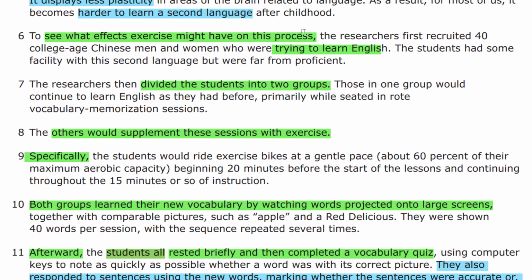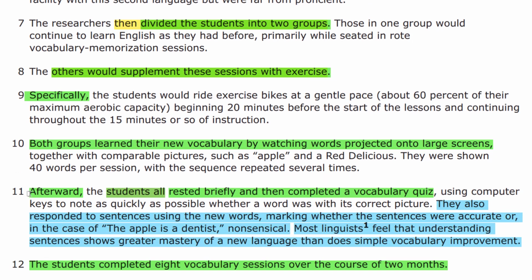So the process of the study begins basically in paragraph 6. They first recruited 40 college-age students who are trying to learn English. They next then divided the students into two groups. Some did not exercise, others did exercise. And they described how they exercised, the ones who did. Both groups then learned their new vocabulary words by watching words on a screen and trying to put them into context of sentences. And that occurred afterward. By the way, this took over 8 vocabulary sessions over the course of 2 months.